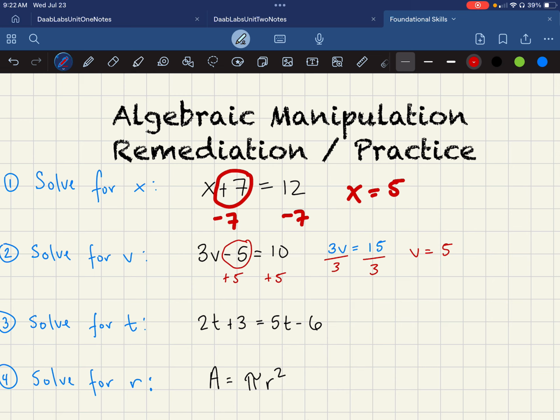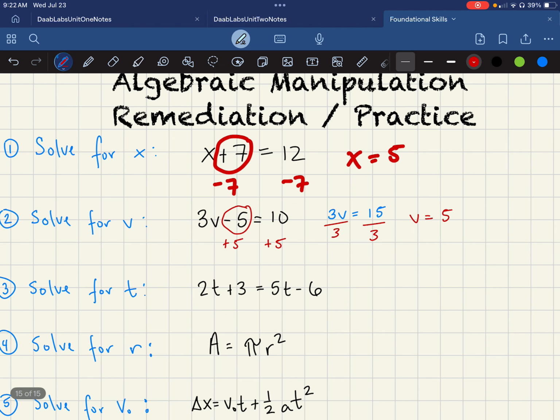All right, so first one was, hey, we can subtract from both sides to get rid of that addition. Second one was 2 steps. We added 5 to both sides, and then we're able to divide our 3 out in order to solve for v. All right, so we get a little bit harder, but not too much. Number 3 is an example of the same variable being on both sides of the equation, right? And once again, there's loads of ways.